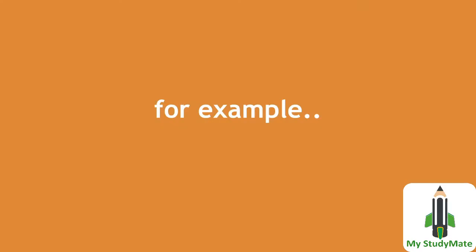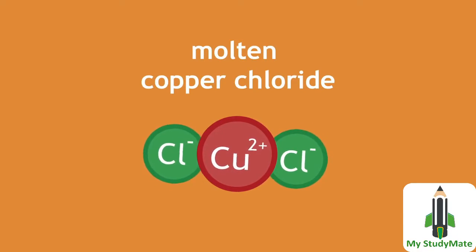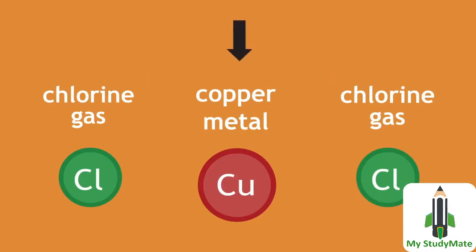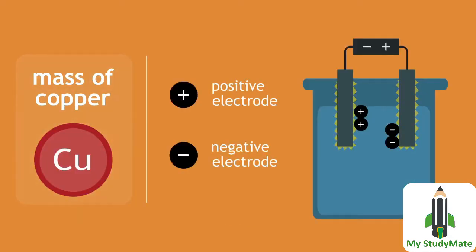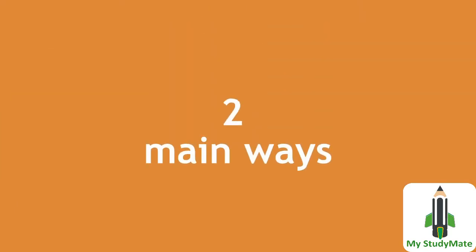For example, if you were to take molten copper chloride, it would be broken down into copper metal and chlorine gas. It is possible to calculate the mass of the copper produced from this electrolysis. There are two main ways that this can be done.